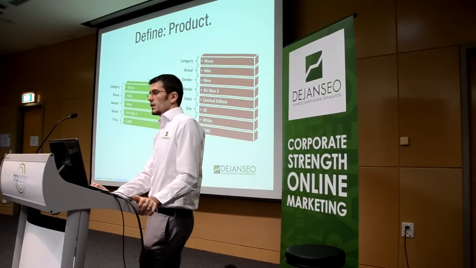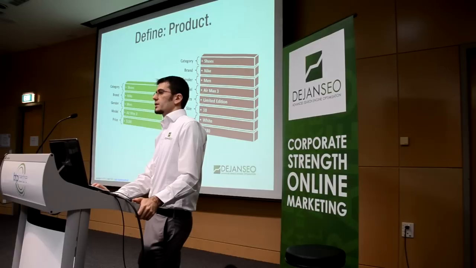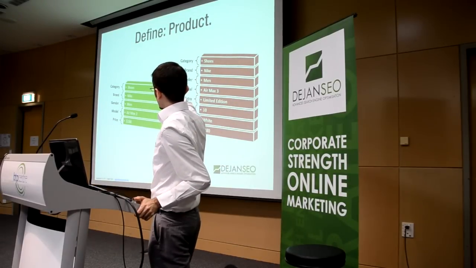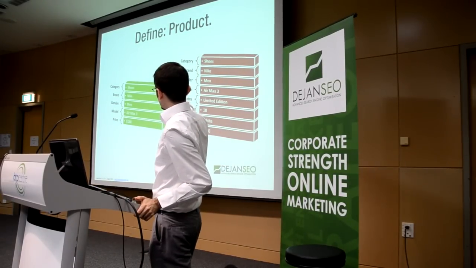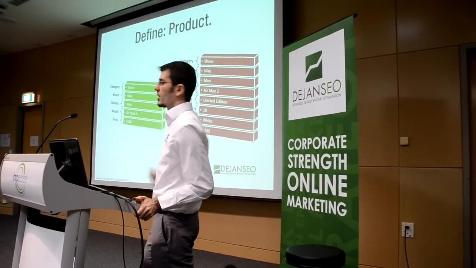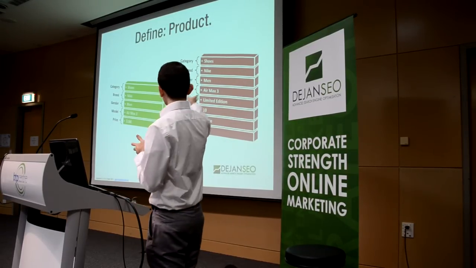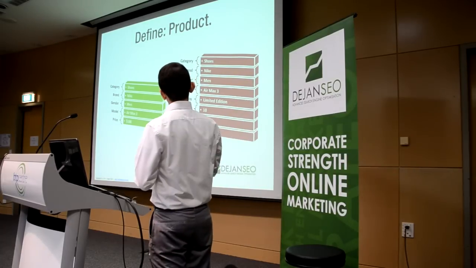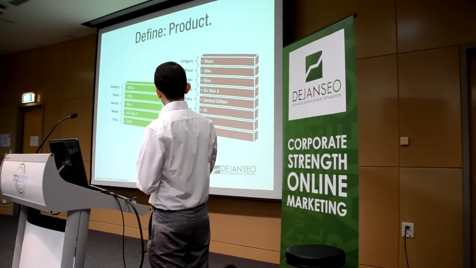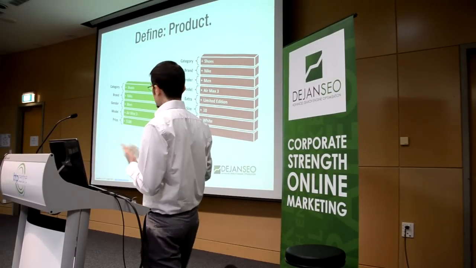So here's an interesting thing. Product. What is a product? Here we've got a category: shoes, brand Nike, gender men, model MX3, and the price. Is this where the product stops? What if you add a few more properties to this product? We've got size, we've got white, limited edition.